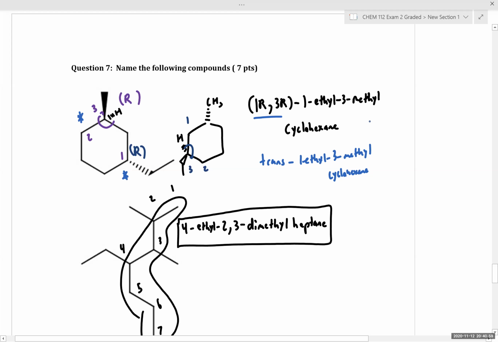But remember to assign the stereochemistry, both of these centers are R, and you put 1R, 3R, 1-ethyl 3-methyl cyclohexane. Does that make sense to everyone? When you have stereocenters, the stereocenters have to be included in the name. Does that make sense? Yeah, got it. Perfect.